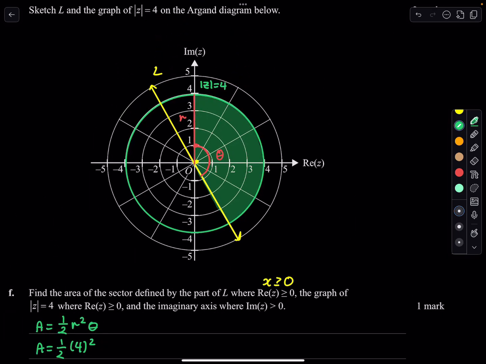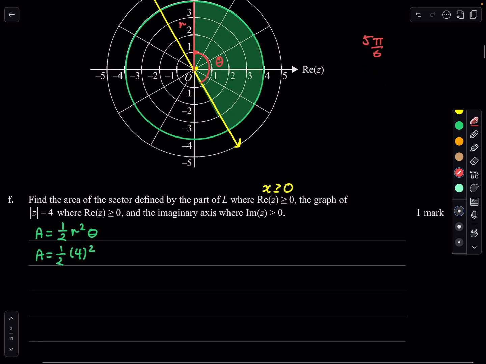Well, it's actually quite easy because we know every little part of this gap is 30 degrees, which is pi on 6. So imagine there's 1, 2, 3, 4, 5. There's 5 of them. So 5 times 30 degrees, which is pi on 6, is 5 pi on 6. So that's my angle.